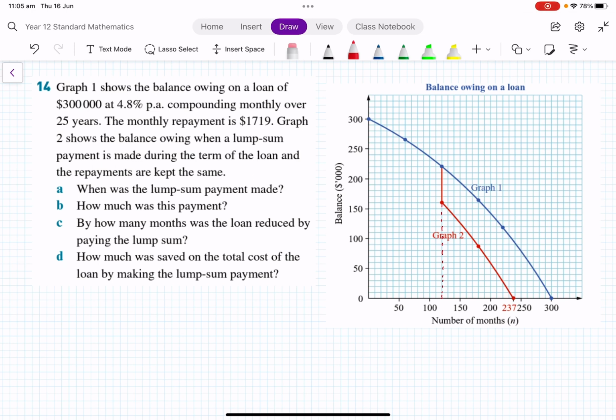So the first question is, A, when was the lump sum payment made? Well, I just worked that out. After 120 months, or 10 years. That's when it was made. How much was this payment? It's the amount that drops off in that time. So that is essentially this amount, and we need to look and see what that is.